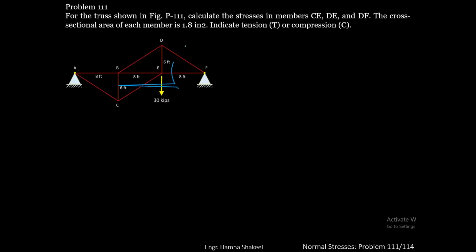So let's start with drawing a free body diagram of joint F. So here you have got joint F. You have a reaction force of Rf equals to 20 kips acting on joint F, and then you have a force Df and force Ef.